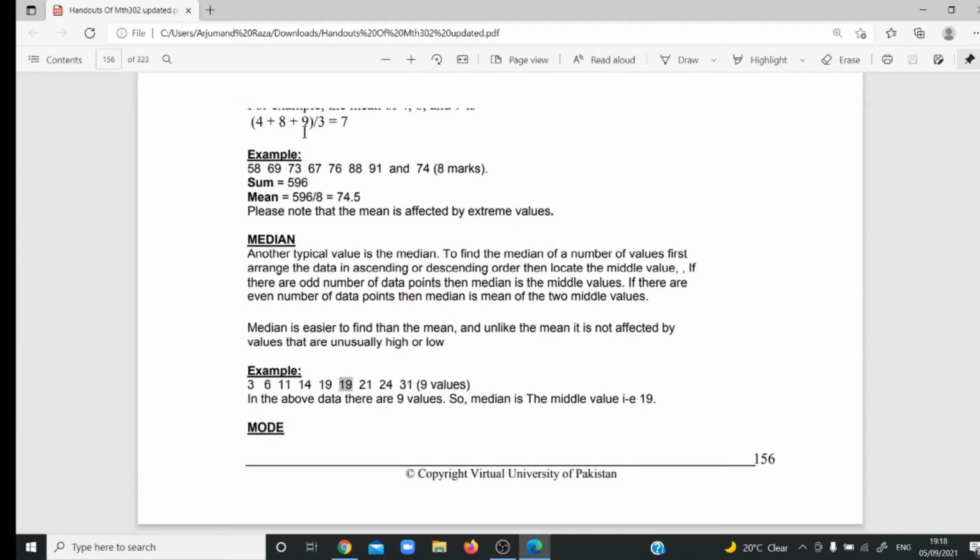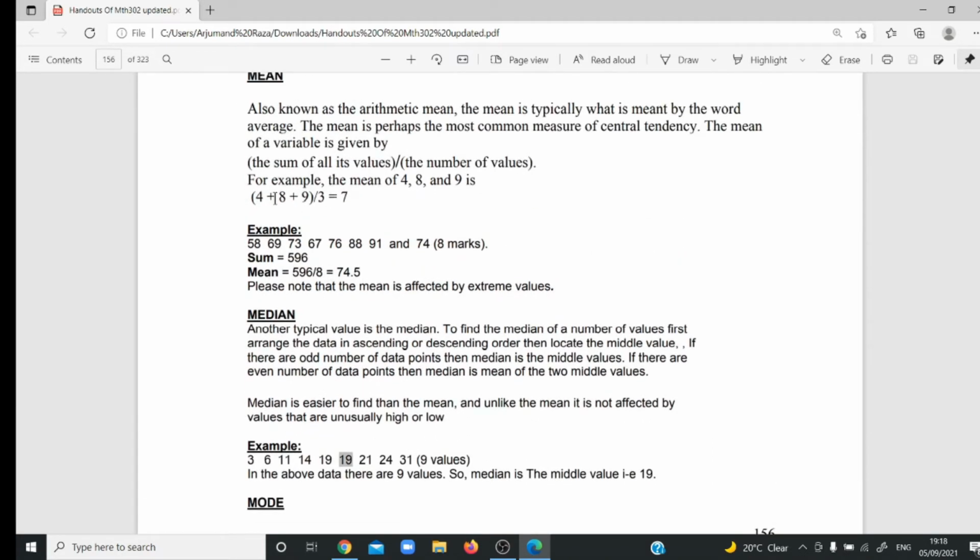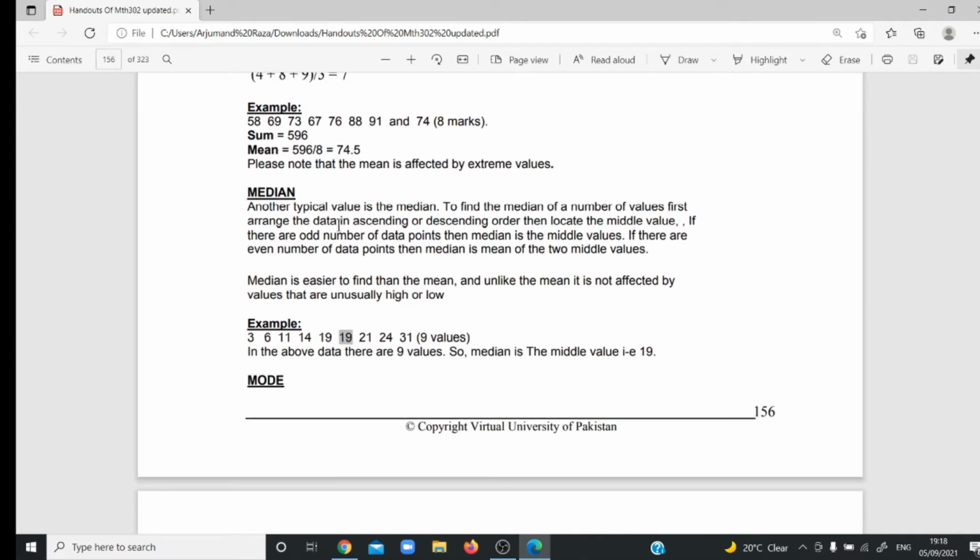Okay, so they have given you one example also. They have given you data of three numbers, and once you add all these three numbers, you have to divide by 3. If there are 7 numbers, you have to divide by 7. If there are 10 numbers, you have to divide by 10 after adding those numbers. So mean is simple.